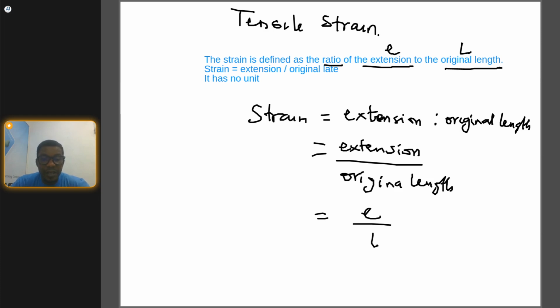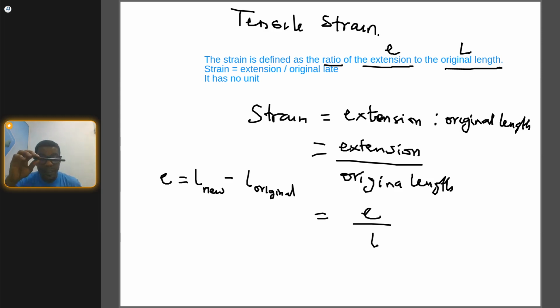The tensile strain is the ratio of the extension. When you stretch a wire, there will be an extension over the original length. Let's say this is a wire. I want to use my pen as a wire. The original length of this pen can be 5 meters. After stretching the wire, there's an extension. Extension is equal to the new length minus the original length.